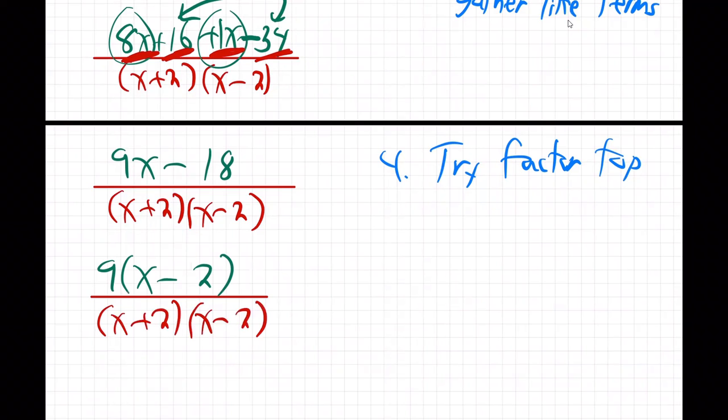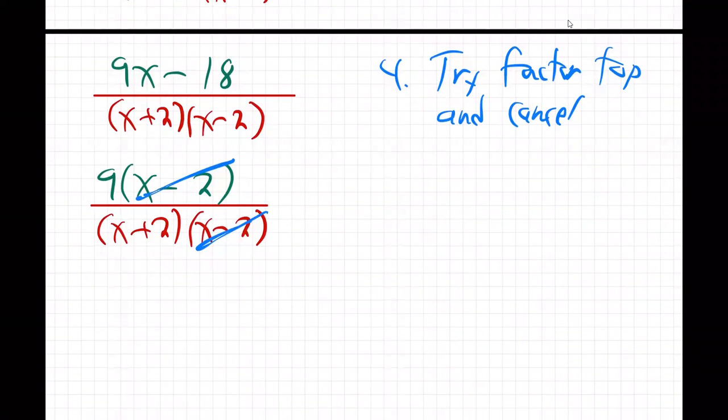You tracking with me? Right? That 9 times x and 9 times 2 would go back to 9x and 18, wouldn't it? So that top is actually factorable. So try to factor the top, because I say try because usually it doesn't factor. Most of these fraction problems, the top will not factor. And cancel, meaning x minus 2 and x minus 2 are going to cancel.